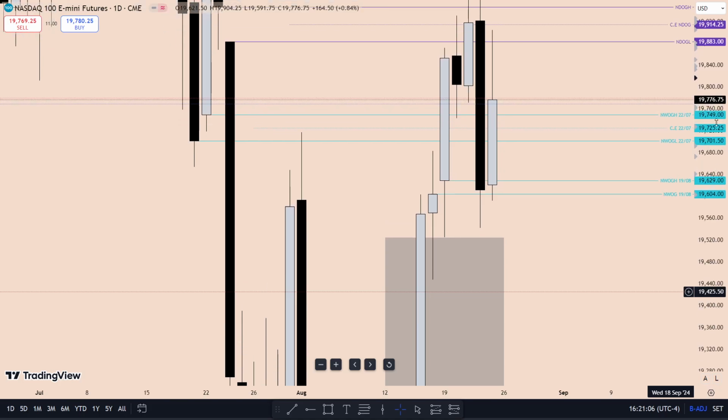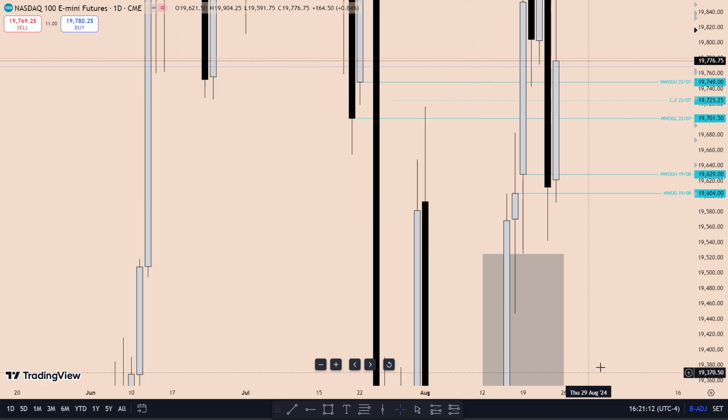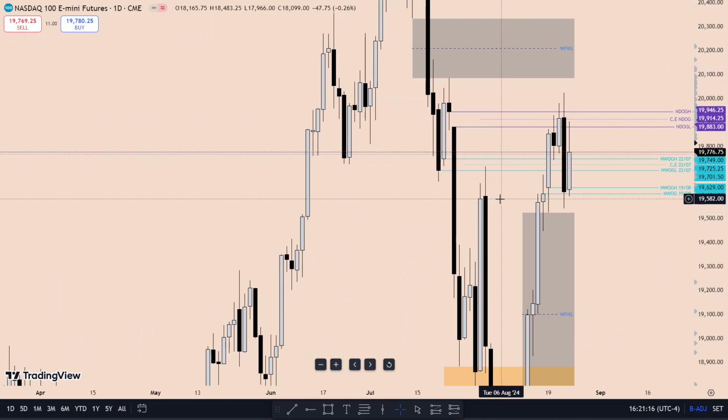Alright, even though this one's over 20 handles, I'm not going to measure the halfway point because it's quite easy to guesstimate where it is. What have we got here? That's just a new day opening gap as well.